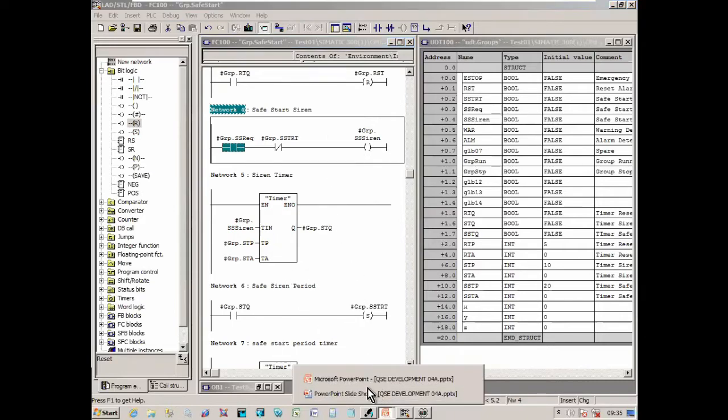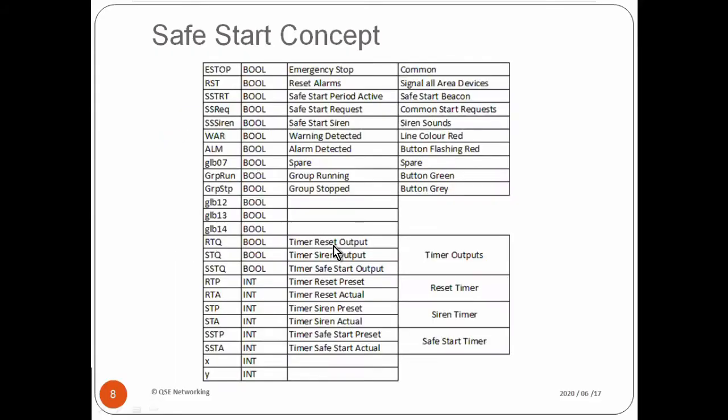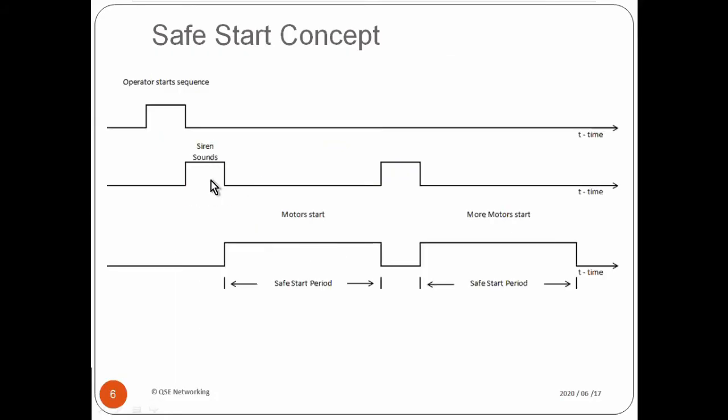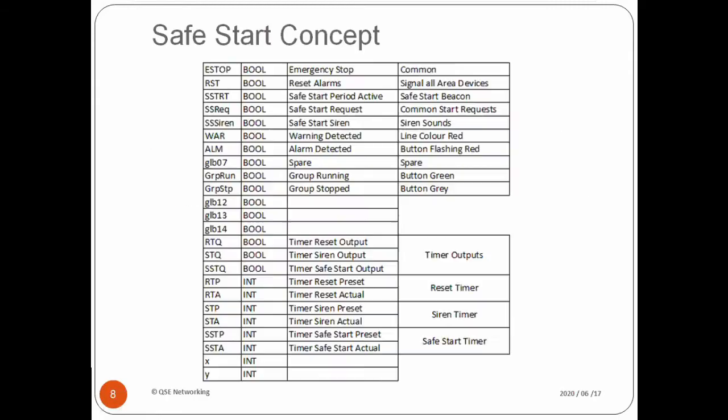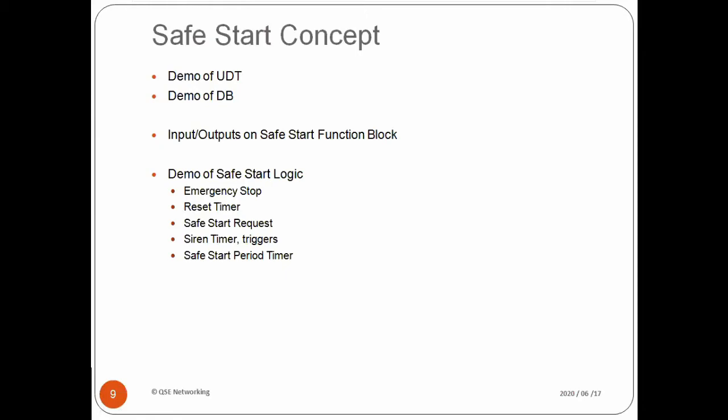It will go back and do exactly what we've shown in this timing chart. Siren will get the start request. Siren sounds, then the safe start period. If it hasn't finished starting all the motors, put the siren on again, and there's the safe start period, and on ad infinitum until all the motors have been started.